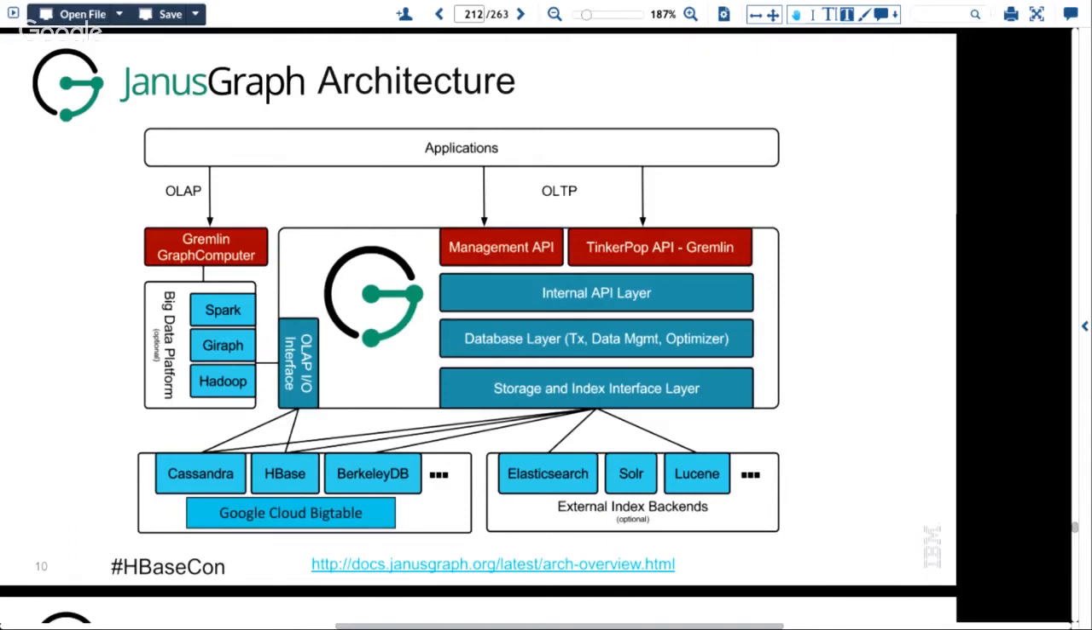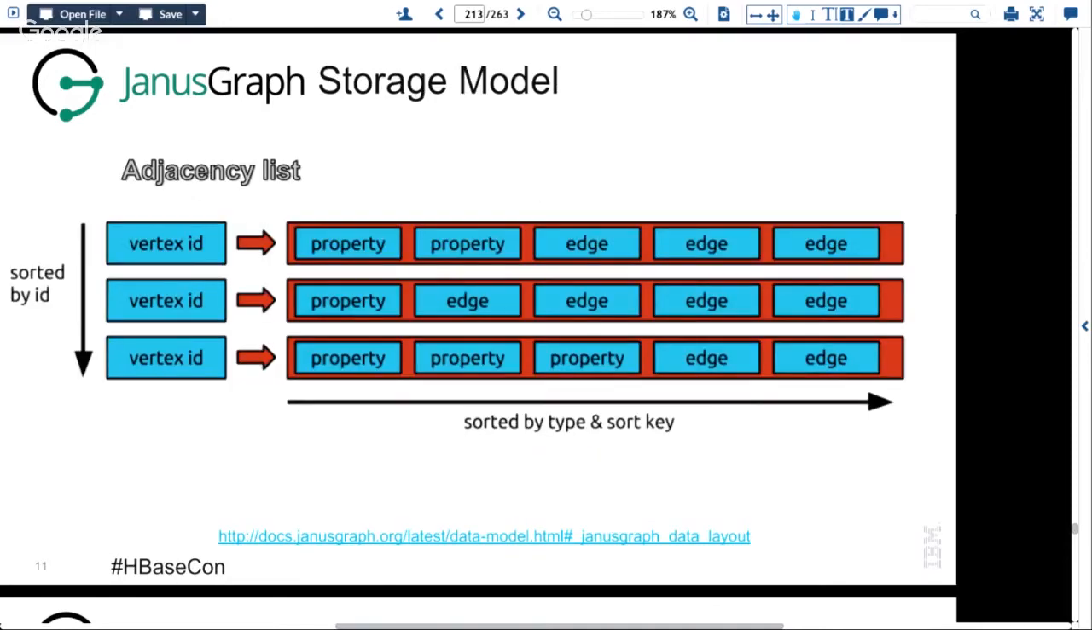Thanks, Jason, for the nice introduction to property graph, to TinkerPop, the Gremlin traversal language, and also to JanusGraph. And I'll continue with a look at the storage model and how we use HBase as a backend storage.